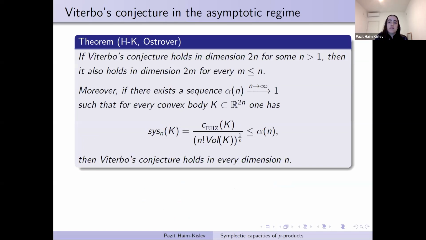Okay, so our small step towards approaching this conjecture is trying to show that if the Viterbo conjecture holds in high dimensions, it holds in all dimensions. It's in two parts. The first one states that if it holds in some dimension 2n, then it holds for all dimensions smaller than n. And the second part says that if it holds up to some function of n, and the function goes to infinity, then it also holds for every dimension.